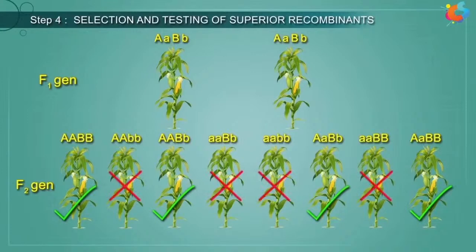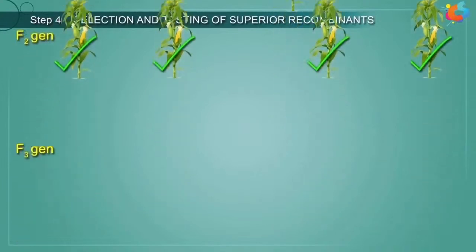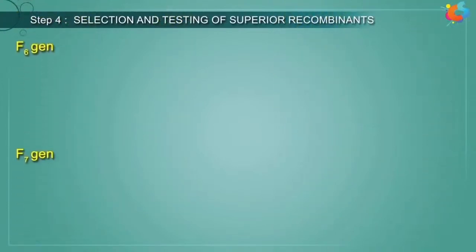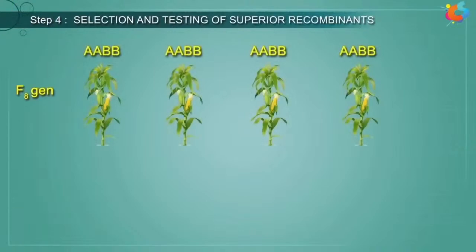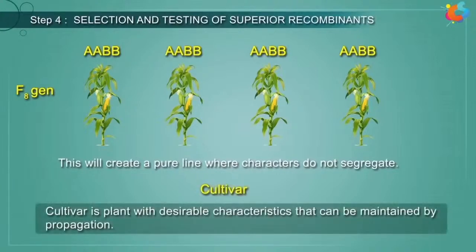At each generation, the undesirable plants are eliminated, and the process is continued for 7 to 8 generations until uniformity or homozygosity is obtained. This will create a pure line where characters do not segregate. This pure line is called a cultivar. Cultivar is a plant with desirable characters that can be maintained by propagation.